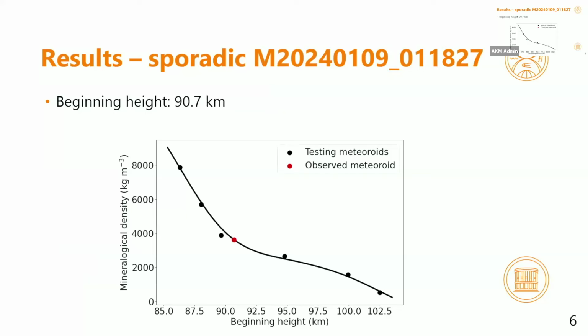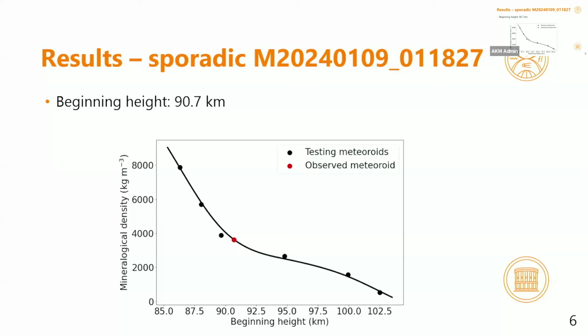Each of these testing meteoroids is simulated for the same entry speed as was observed, same zenith angle of radiant, same atmospheric density that was calculated for the time and place. This way, we create dependence of mineralogical density on the beginning height, but only for this one specific meteoroid, because as I said, it requires the measurements of the specific meteoroid.